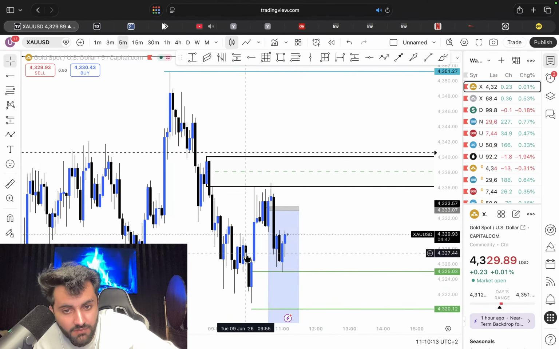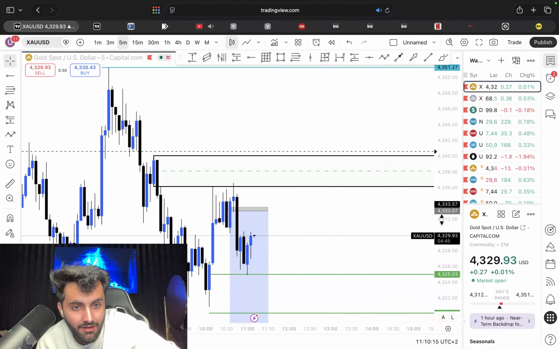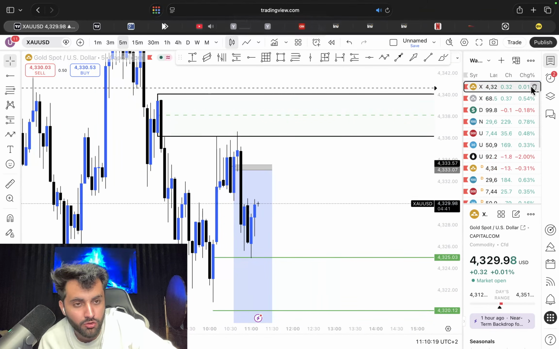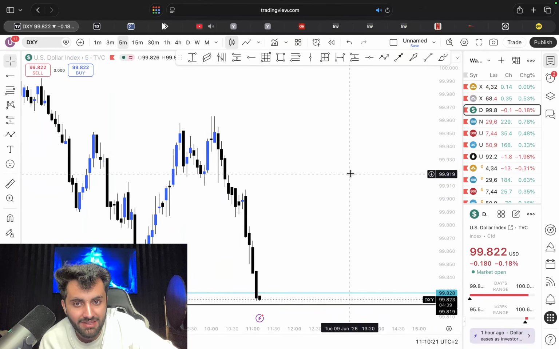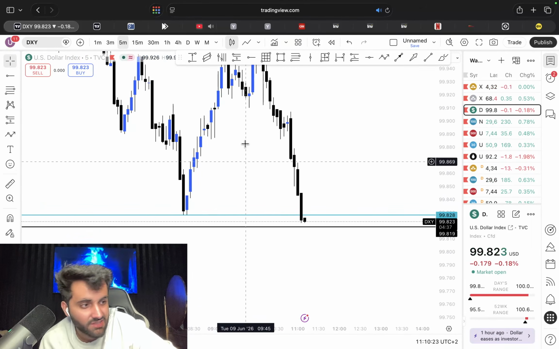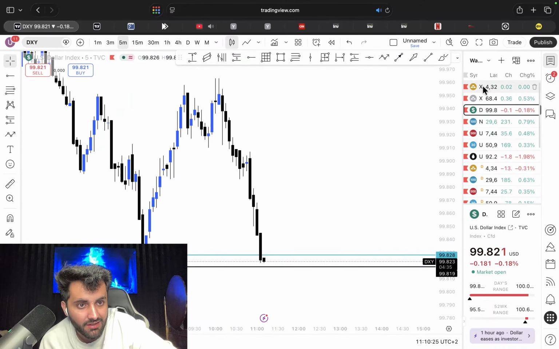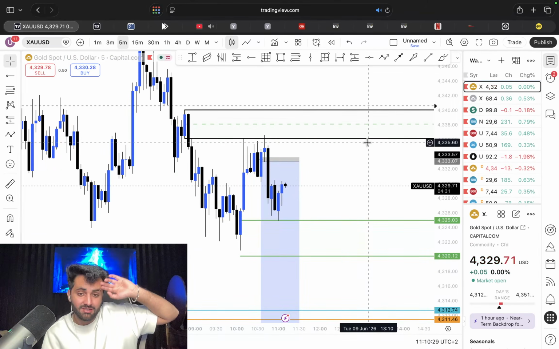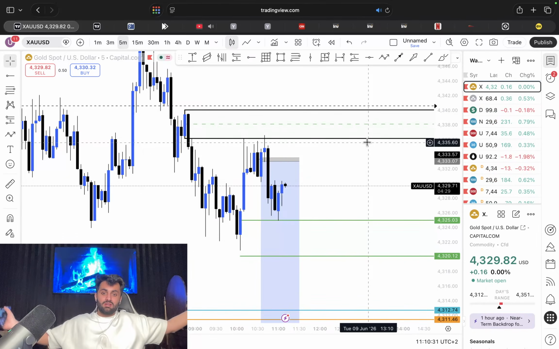You see, you know why I secured most of my position at TP1? There's a bullish order block here, but that's not even the main thing. The main thing is this: DXY is falling mad, and it usually makes gold go higher. So that's why I secured most of my position at TP1.